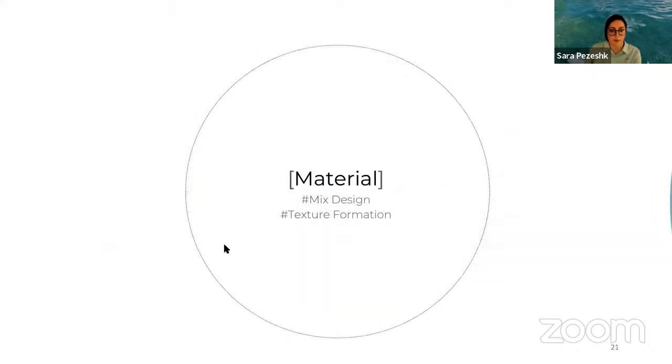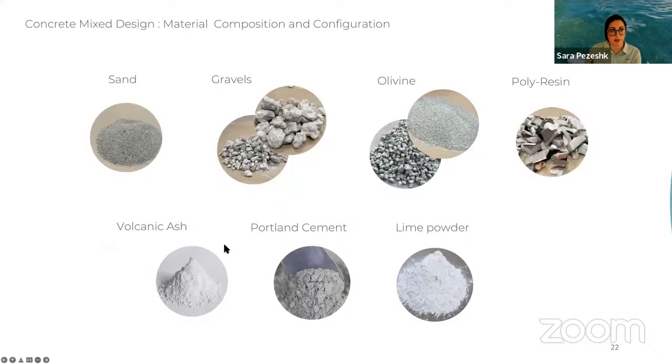Here I'm going to talk about the material research that I have done. I have conducted research into developing a more sustainable concrete mix design. To minimize the cement ratio, I have replaced some of it with volcanic ash and lime powder. I have also looked into olivine, which is a natural mineral that captures CO2 from the water and also lowers the acidity.